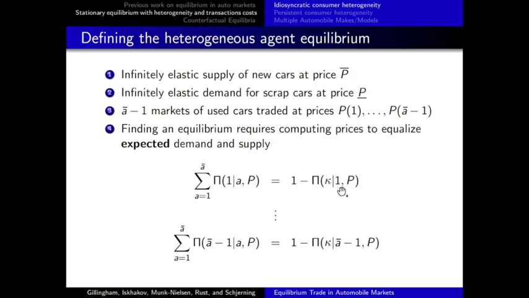Okay, so there's going to be an equation like that for every type of car, all the way down to a bar. So this is the demand for car type a bar, and this is the supply for that car. We can stack all those and put them into a vector, and then we have a vector of equations. Or we can subtract demand from supply on both sides, so we get supply minus demand, or the excess demand, and set the vector of excess demand equal to zero. Okay, so those are the equilibrium conditions.